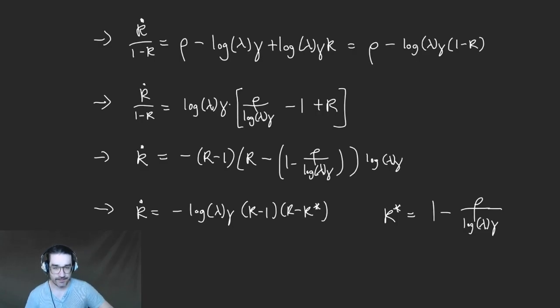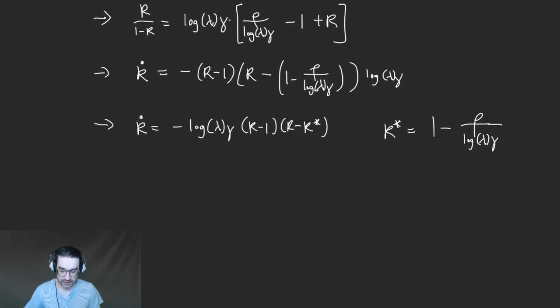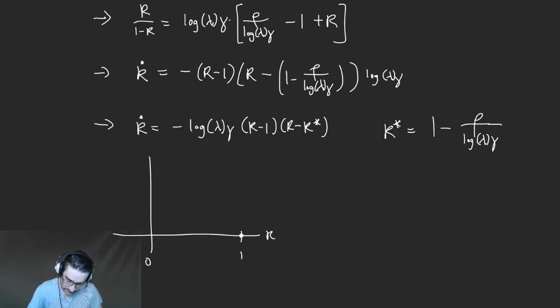This puts us in a position analogous to where we were, in the sense that if we think about 0, 1, R space, this thing's 0 at 1, it's downward facing. At 0, it's some negative number. So it's going to look like some kind of quadratic, and here is R star.